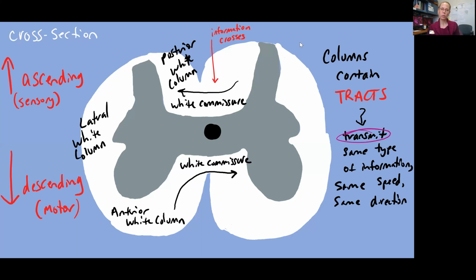We also have what is called the white commissure. Now, you might see in your textbook the anterior and the posterior white commissure, so we can be even more specific than that. Notice this word commissure is, to me, kind of strange.